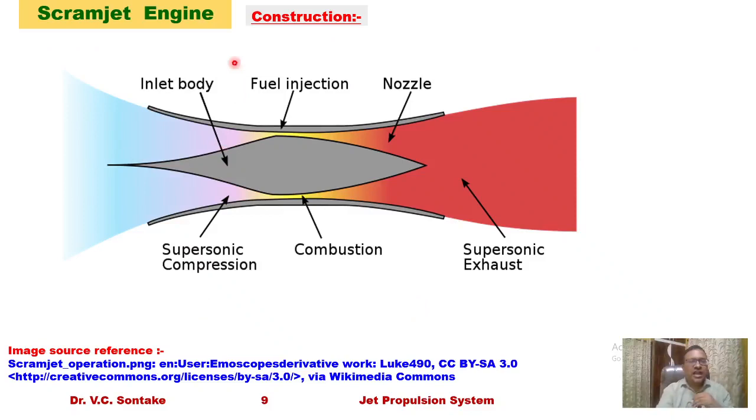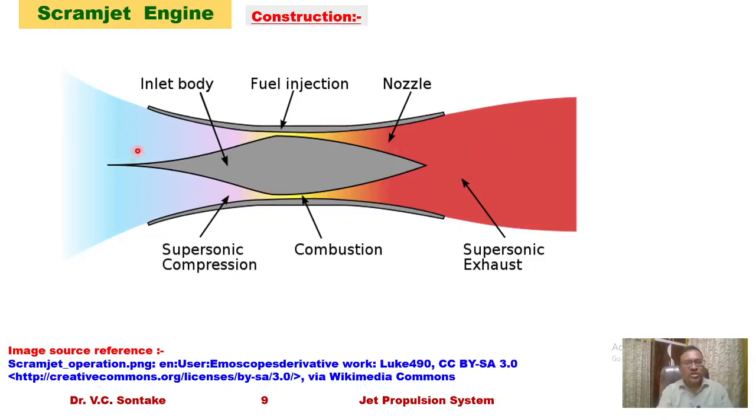The next one is the scramjet engine. Now, the working principle of ramjet and scramjet engines is almost similar. Ramjet and scramjet engines are also similar in construction, with the only difference that in the scramjet engine, the air enters the engine at supersonic speed only. There is no subsonic zone in the diffuser of the scramjet engine. So the construction of the scramjet engine is as shown in the figure.